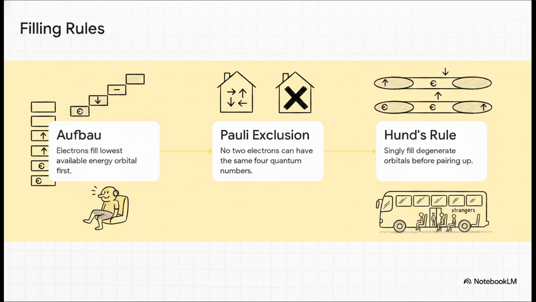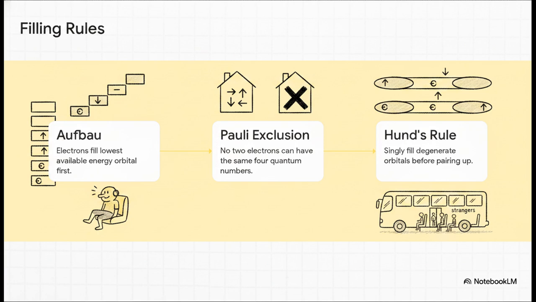Step 1 is the Aufbau principle, which is German for building up. It simply states that electrons are kind of lazy. They will always fill the lowest available energy orbital first before moving to higher ones. Step 2 is the Pauli exclusion principle. This is the rule that says no two electrons in an atom can have the exact same 4 quantum numbers. Basically, you can't have two roommates in the exact same house spinning in the exact same direction. One's got to be spin up, the other spin down.